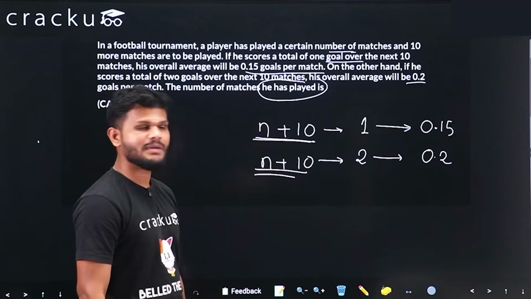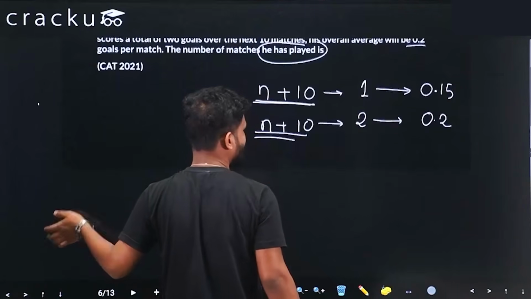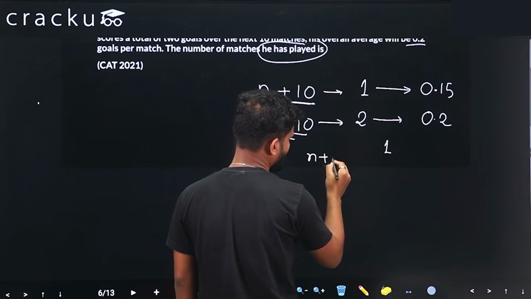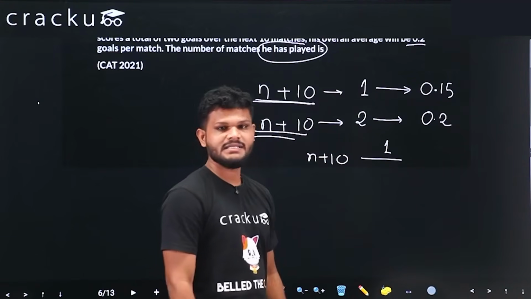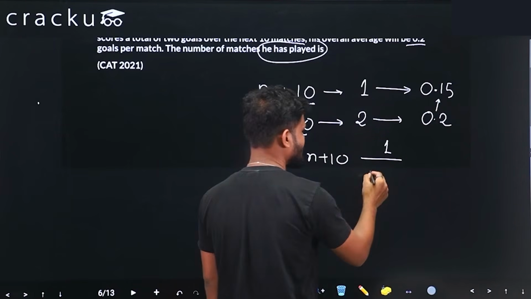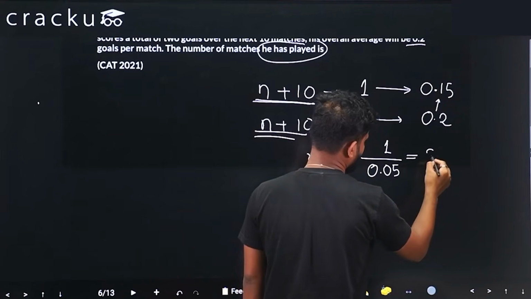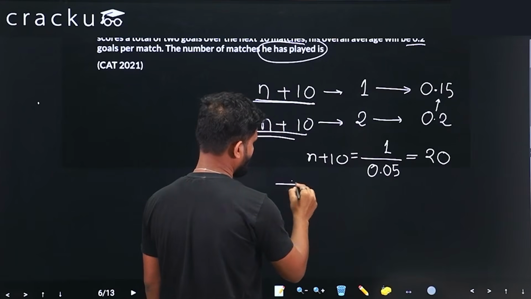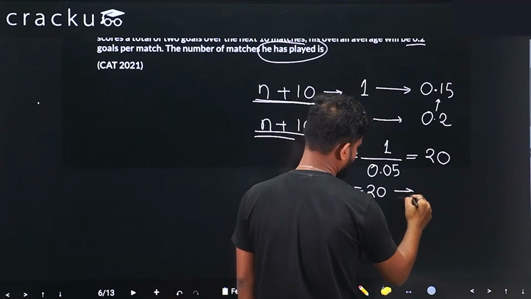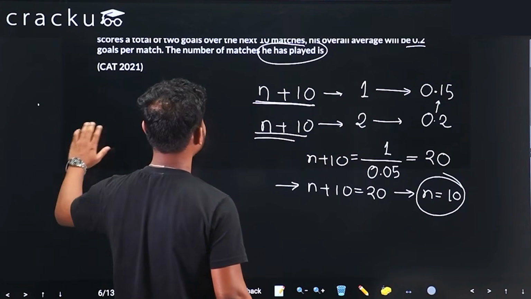So to find this n plus 10, what we can do? The difference of absolute values is nothing but 2 minus 1, which is 1. So n plus 10 is equal to 1 divided by the difference in the averages. What is the difference in the averages? 0.2 minus 0.15, which is 0.05. So this is nothing but 20. So n plus 10 is equal to 20 and n is equal to 10. What are we asked? We are asked how many matches he has played.